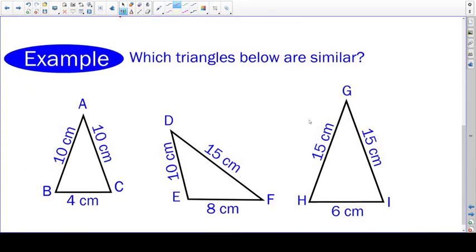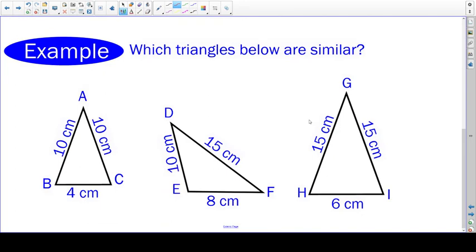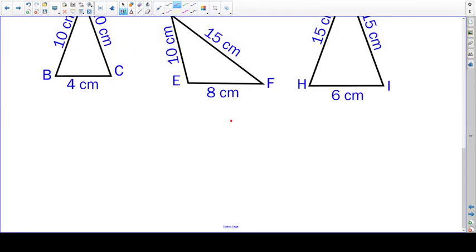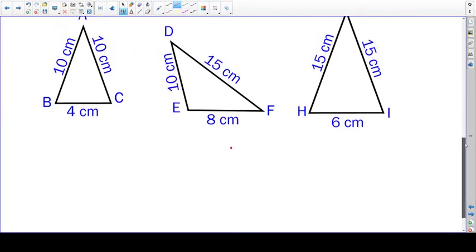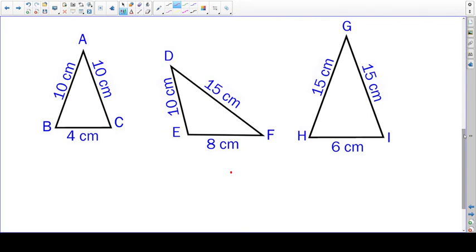So this example here asks us which triangles below are similar. So here's how we name triangles. This is something that'll come in handy once you're past grade 9. This is triangle ABC. This is triangle DEF. This is triangle GHI.